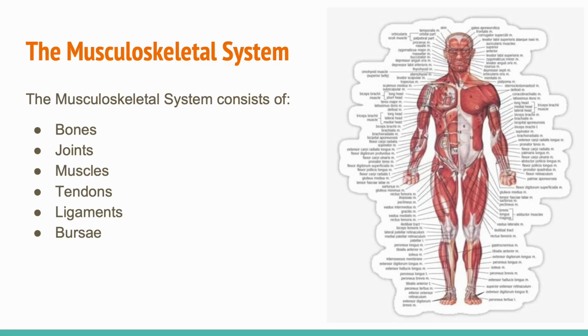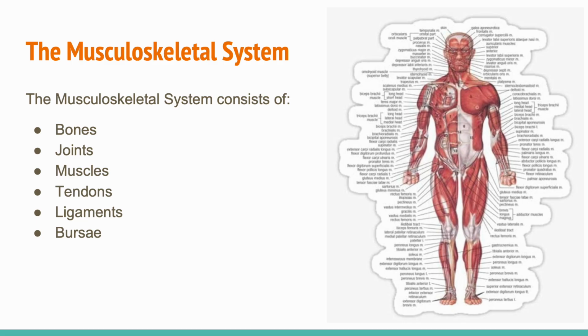The musculoskeletal system consists of six primary structures. You have the bones that provide support, protect the organs, store minerals, and they also store the bone marrow. Joints connect the bones and allow for movement. Muscles generate force by contracting. Tendons connect the muscles to the bones, transmitting the force produced by muscle contraction. Ligaments connect bone to bone, providing joint stability.